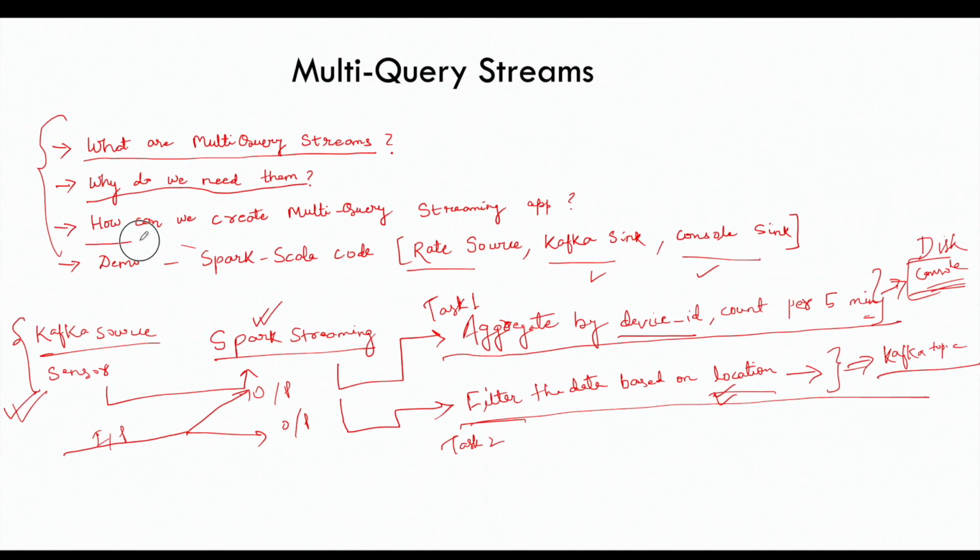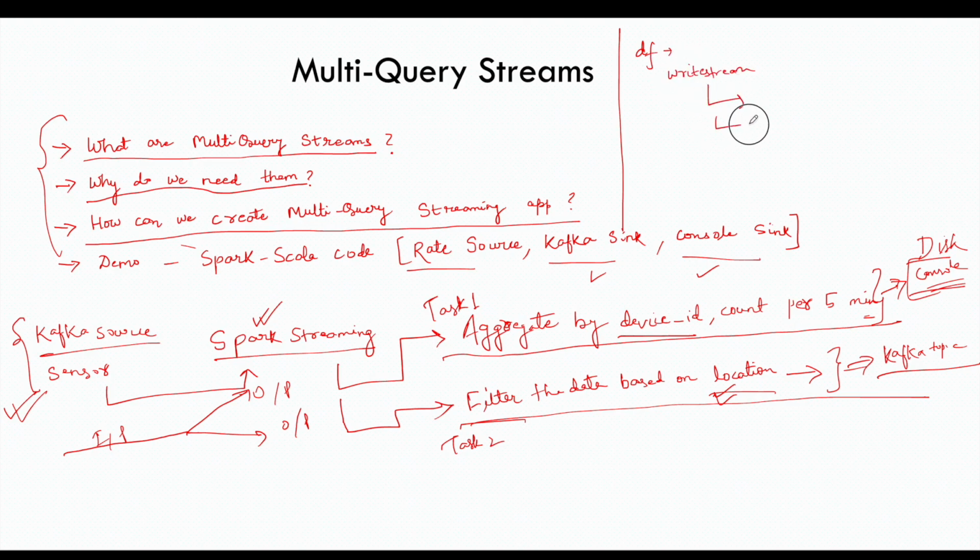Now the third question is how can we create a multi-query streaming application? In Spark streaming it is very simple. Let's say you are reading from a Kafka source and you are creating a data frame. Using this data frame, you can use the writeStream method and write some logic, and using this data frame, again you can do a writeStream, and you can do whatever you want. Whatever queries you have created, you can start all of them together using spark.streams.awaitAnyTermination. There is a function from the Spark session. We will see that in a while.